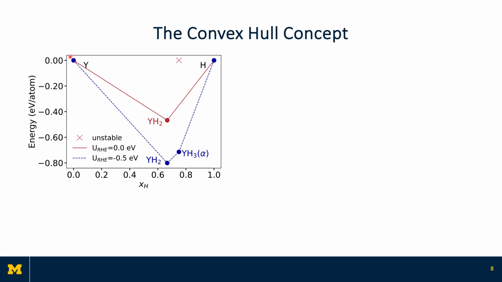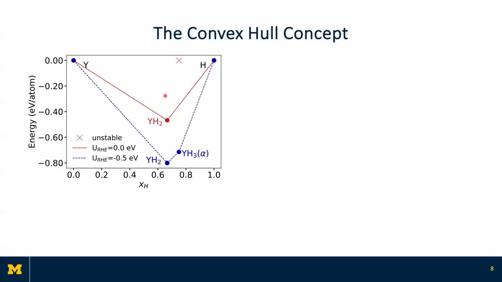So in the extreme cases, you have no hydrogen, you only have yttrium. So the most stable is yttrium, right? If you have no yttrium, you only have hydrogen, the most stable is hydrogen. Then if you mix 1 mole of yttrium with 1 mole of hydrogen atoms, what you'll get is that you will react that and you'll form YH2, right? And that's stable because it exists on the convex hull.